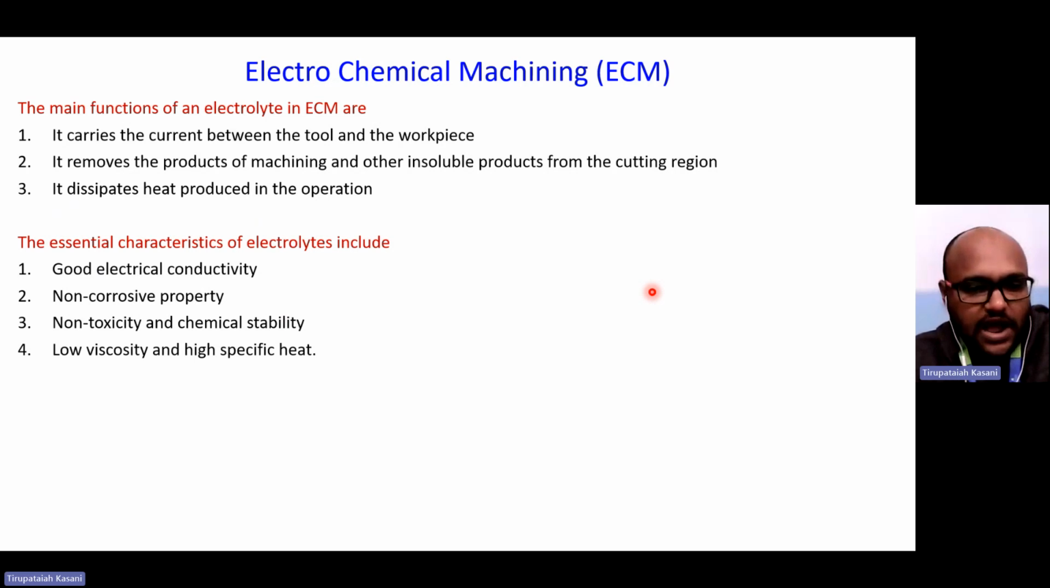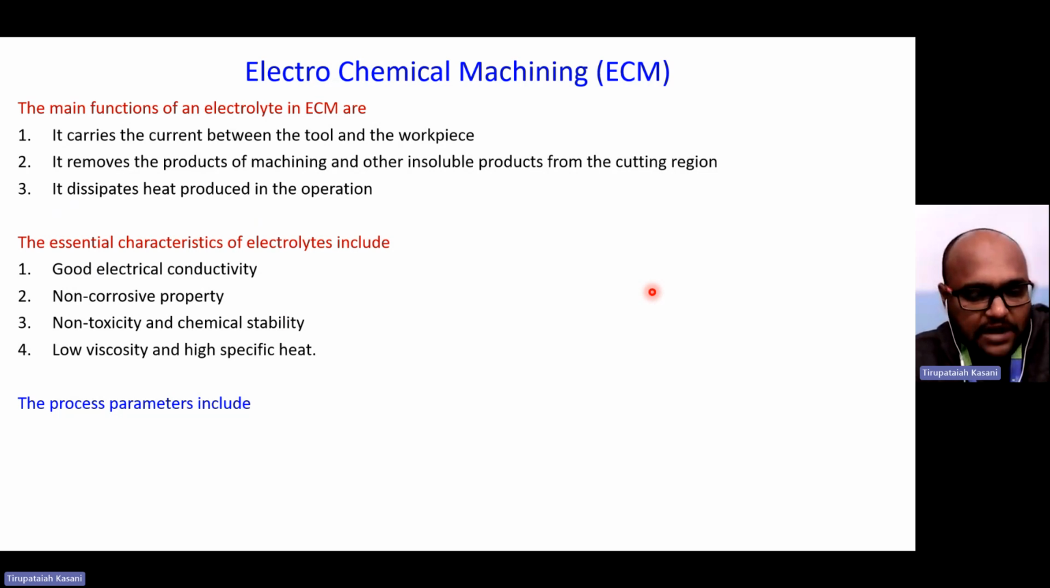And low viscosity and high specific heat. All of you know, low viscosity increases the flowability of the electrolyte through the intricate portions, that is through the thin regions or small portions of the workpiece or the intricate shapes. To make it flow, low viscosity is one of the characteristics of the electrolyte medium. Next, high specific heat. If the specific heat is high, then if some heat is raised at some portions of the workpiece, it will be easily taken away by a high specific heat electrolyte.